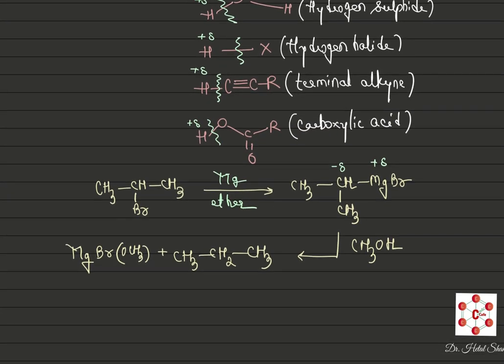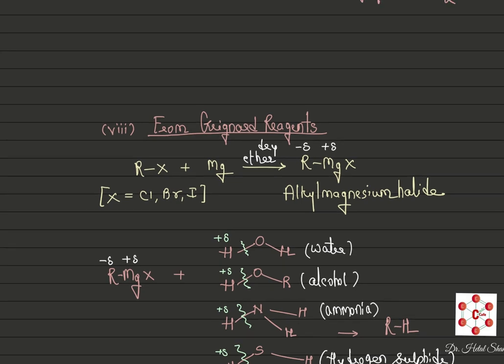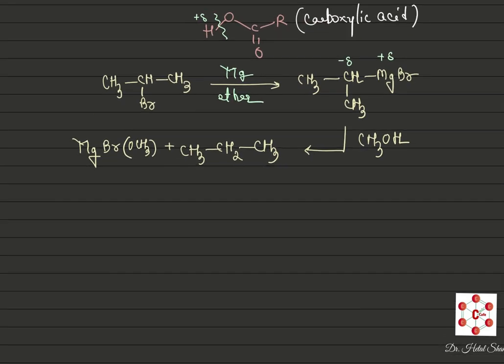Is that okay? This is how a Grignard can be reacted with any acidic hydrogen, hydrogen which can be removed as H plus. You always get an alkane. Clear, Shah? So here we end. There is one more reaction, one more preparation to go, which is from carboxylic acid, and that we can take up next time.